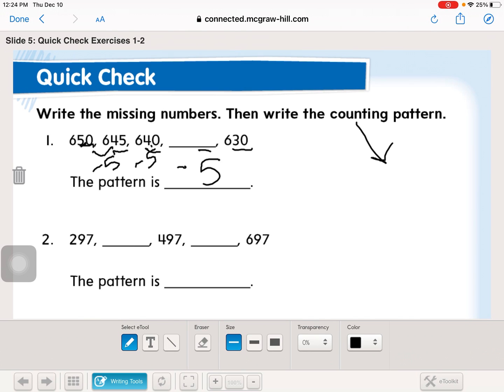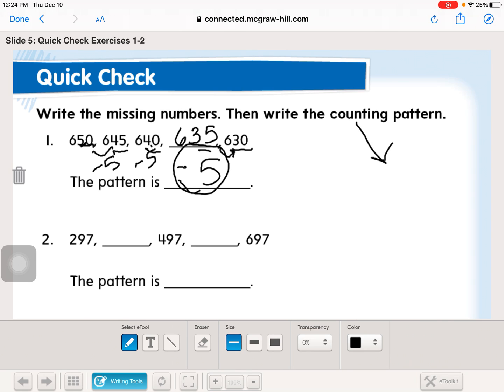So 640 minus 5 would be 639, 638, 637, 636, 635. And then again, if we kept going and took away 5, we would get down to 630. So that makes sense that it would be minus 5. Let's look at the next one.